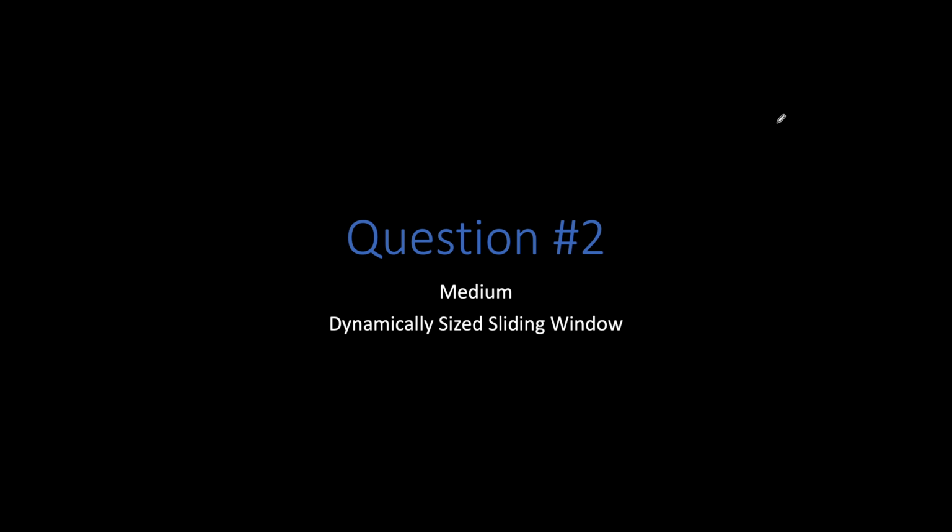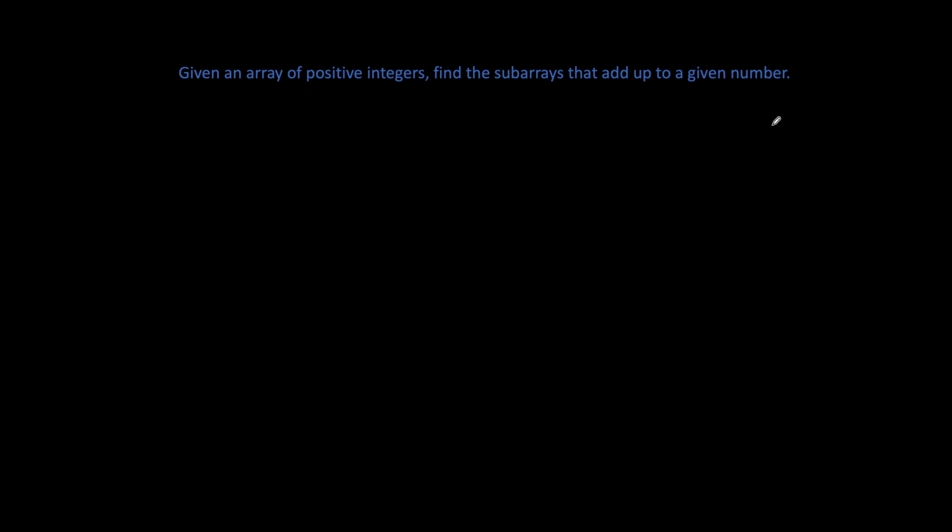So let's move on to the second question. This is a medium difficulty one, and we're going to use a dynamically sized sliding window. So our question: given an array of positive integers, find the subarrays that add up to a given number. Here's our example input, a bunch of positive integers, and the desired sum is 7. This is different from the previous problem. In the previous problem, we were bound to have a subarray of size 2. In this one, we can have a subarray of any size as long as its sum is 7.